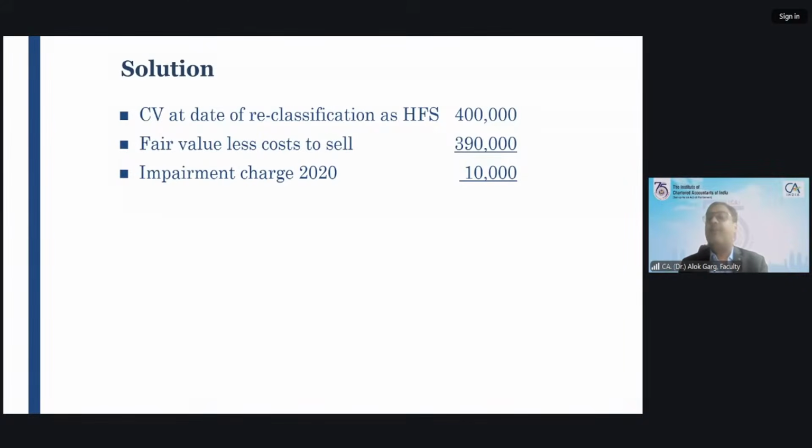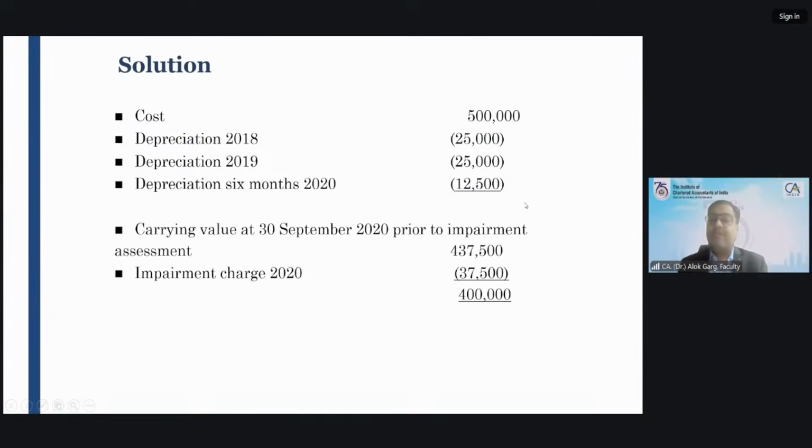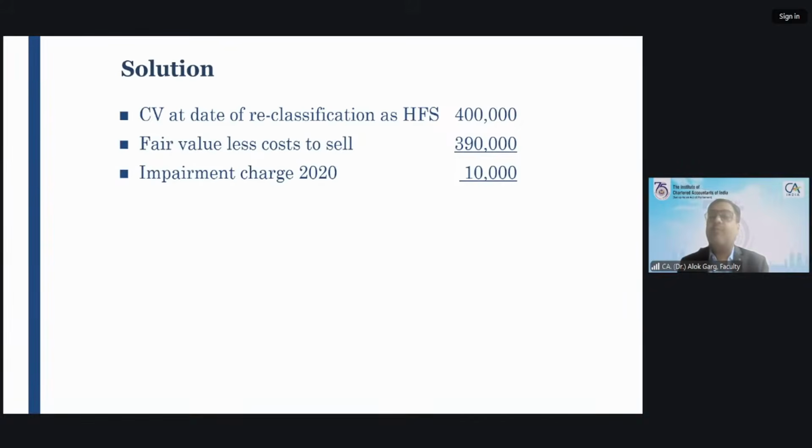To property, plant and equipment building, 4 lakh rupees. And this impairment loss of 37,500 has already been debited, right? So you have to pass an accounting entry for depreciation and impairment loss. So now your PPE value becomes 4 lakh rupees. And now you're moving this PPE value of 4 lakh to non-current asset held for sale at 390, right? Is that clear? Yes, sir. Very much clear, sir.